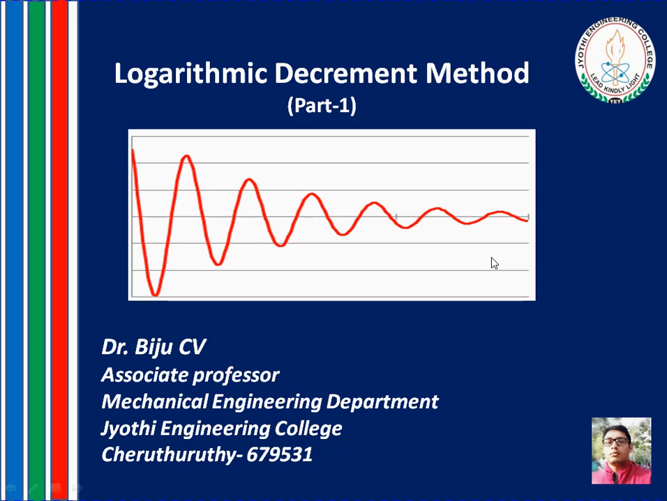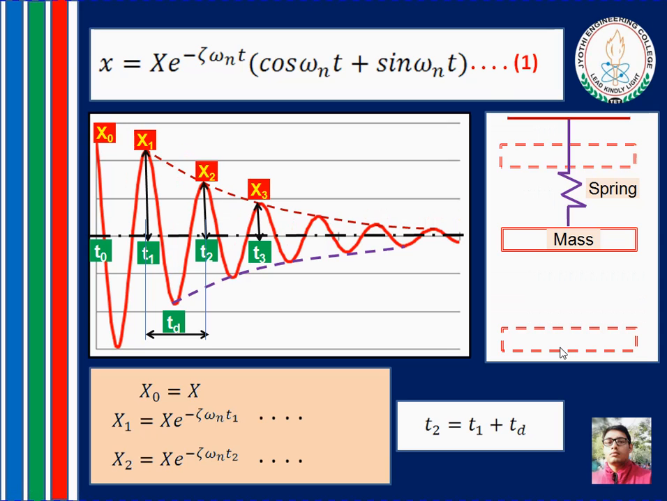Today, we are going to discuss a very important tool in vibration measurement, that is logarithmic decrement. Let us see an underdamped vibratory system. Here, a mass is connected to a spring and the spring is attached to a reference plane. Once the mass is displaced a certain distance and released, it will execute a damped oscillatory motion.